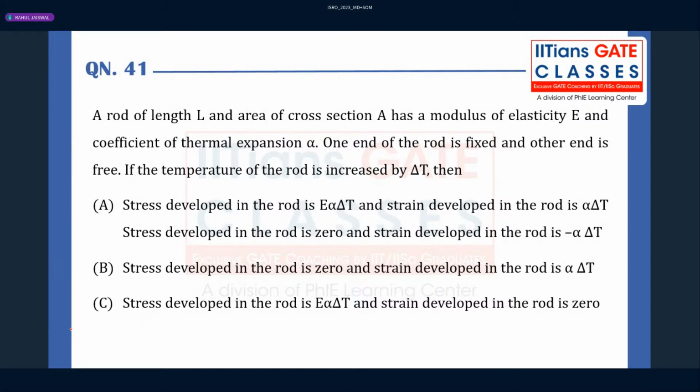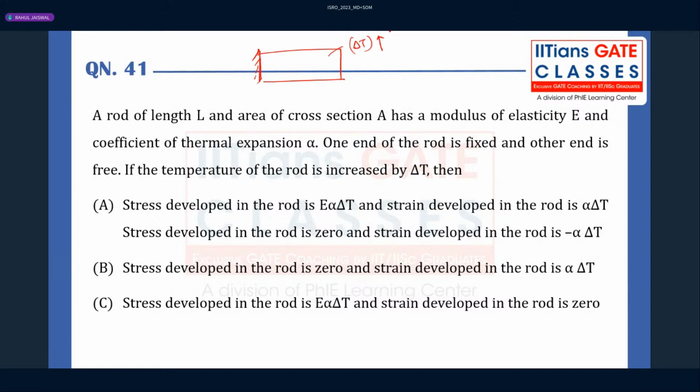having a cross-sectional area A has a modulus of elasticity E and the coefficient of thermal expansion alpha. One end of the rod is fixed. And what about the other end? Other end is free. If the temperature of the rod is increased by delta T, then what about the stress and what about the strain? They are asking.